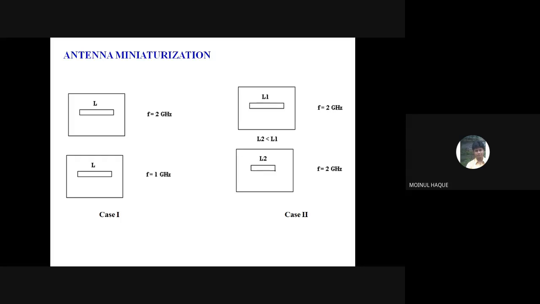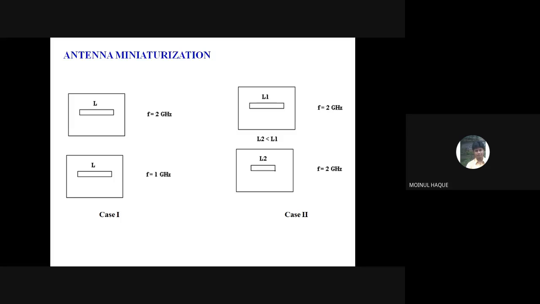So now, what is antenna miniaturization and how will we do it? I have already discussed how we can miniaturize antennas: by using a spiral kind of structure, by increasing the path length of the antenna, by using inductive loading or capacitive loading, or by using metamaterial. Basically, whatever we do, there are two processes of antenna miniaturization, case 1 and case 2.